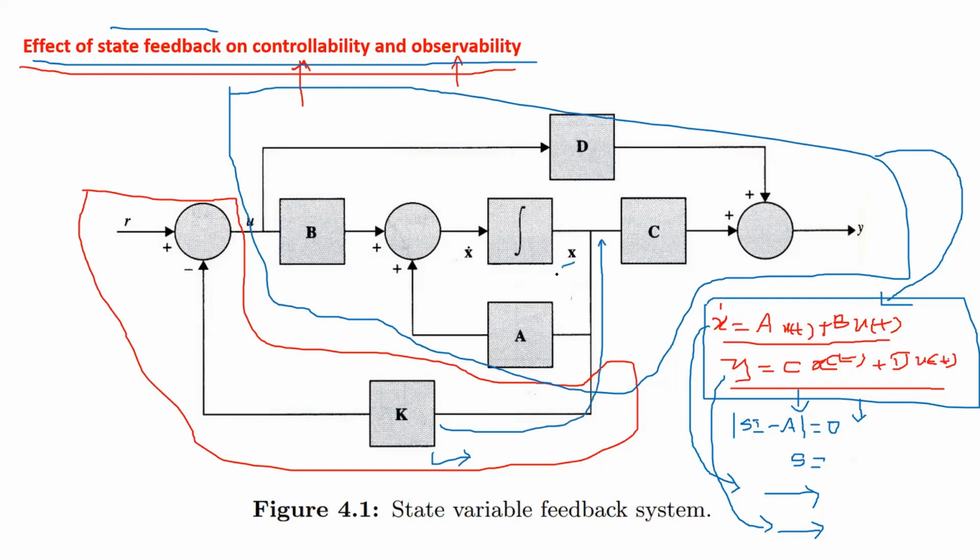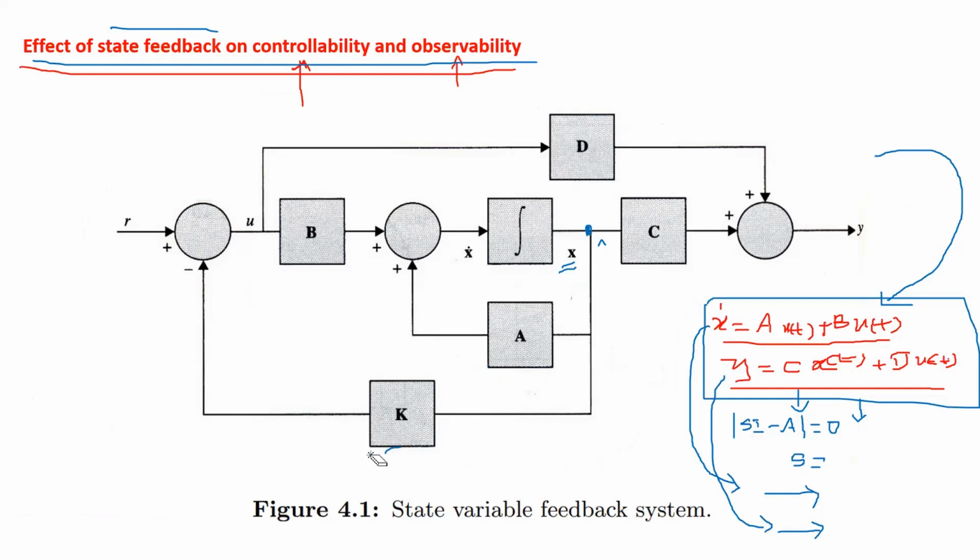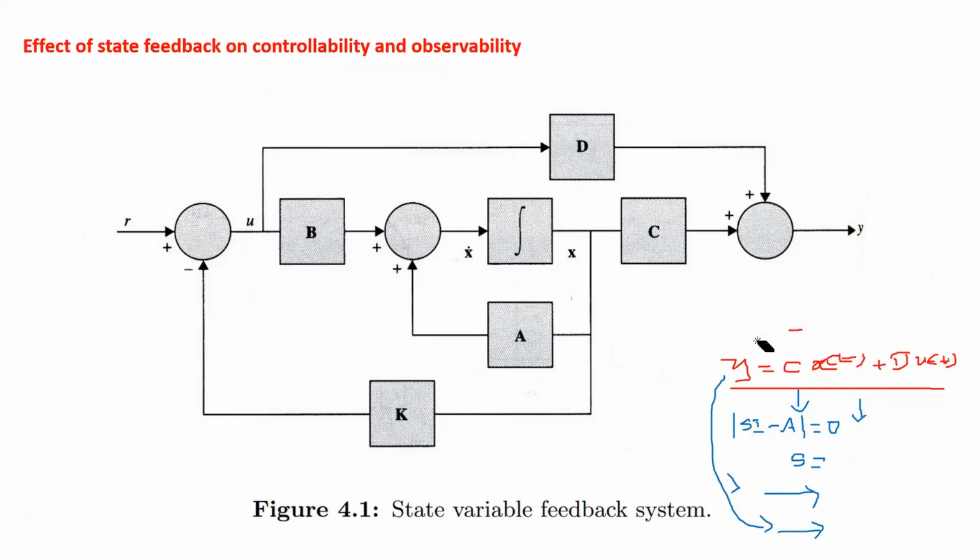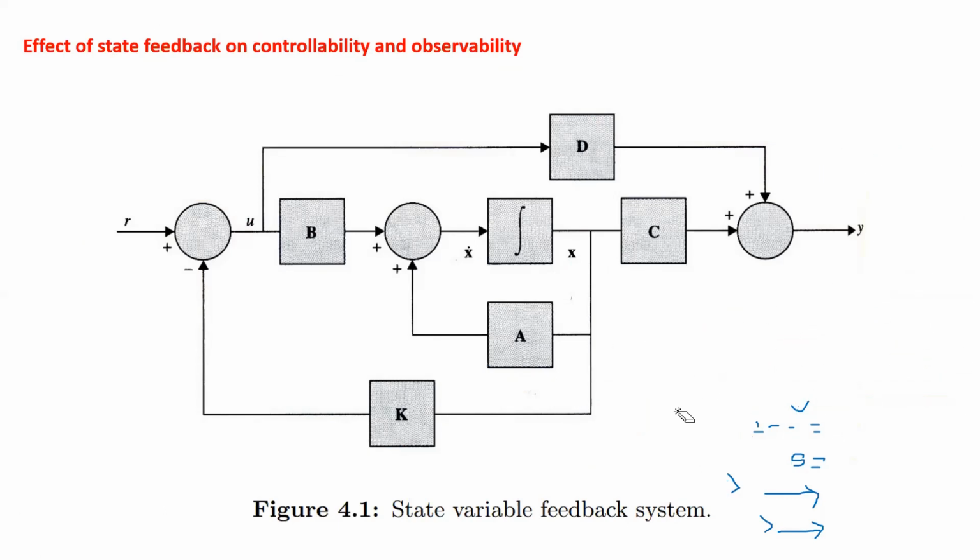What is the state variable? Here it is X. So I'm going to take this feedback from X directly with respect to the input with the gain constant K. I can call this state feedback. So that you can understand very clearly, before adding feedback and after adding feedback, what the change is in the controllability, observability and stability of the system. That is what I am going to share.